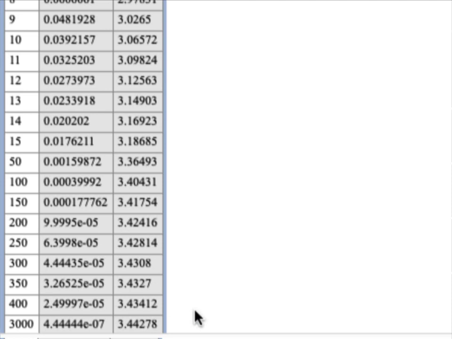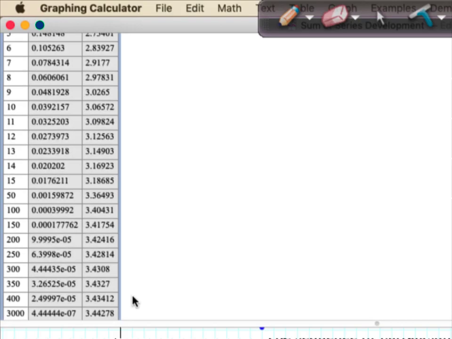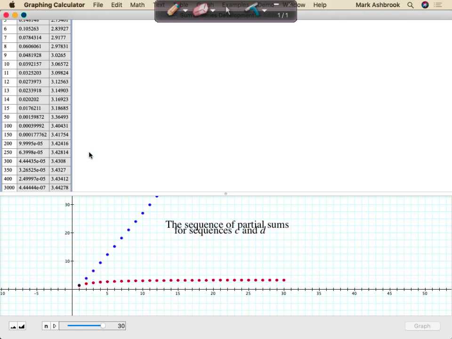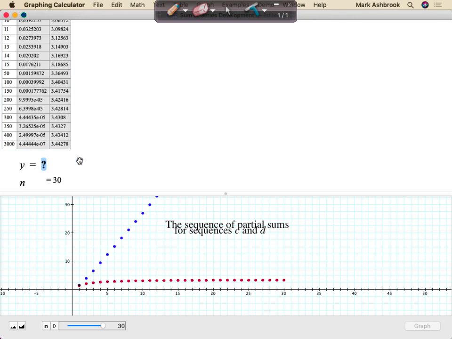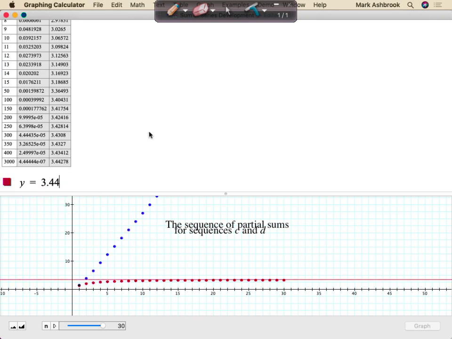At this point, we're probably sure it's around 3.44. Will it reach 3.45? Who knows? But probably it's not going to reach 3.6. So this is the relationship between partial sums and the whole sum. Any given partial sum is some approximation of the whole sum. Which partial sums are a better approximation? Higher order ones that sum up more terms. The more terms you include, the better the approximation becomes. So let's put in y equals 3.44, a red line because we got the red dots. The whole sum of this series is something like 3.44, and you see the partial sums getting closer and closer to that value.